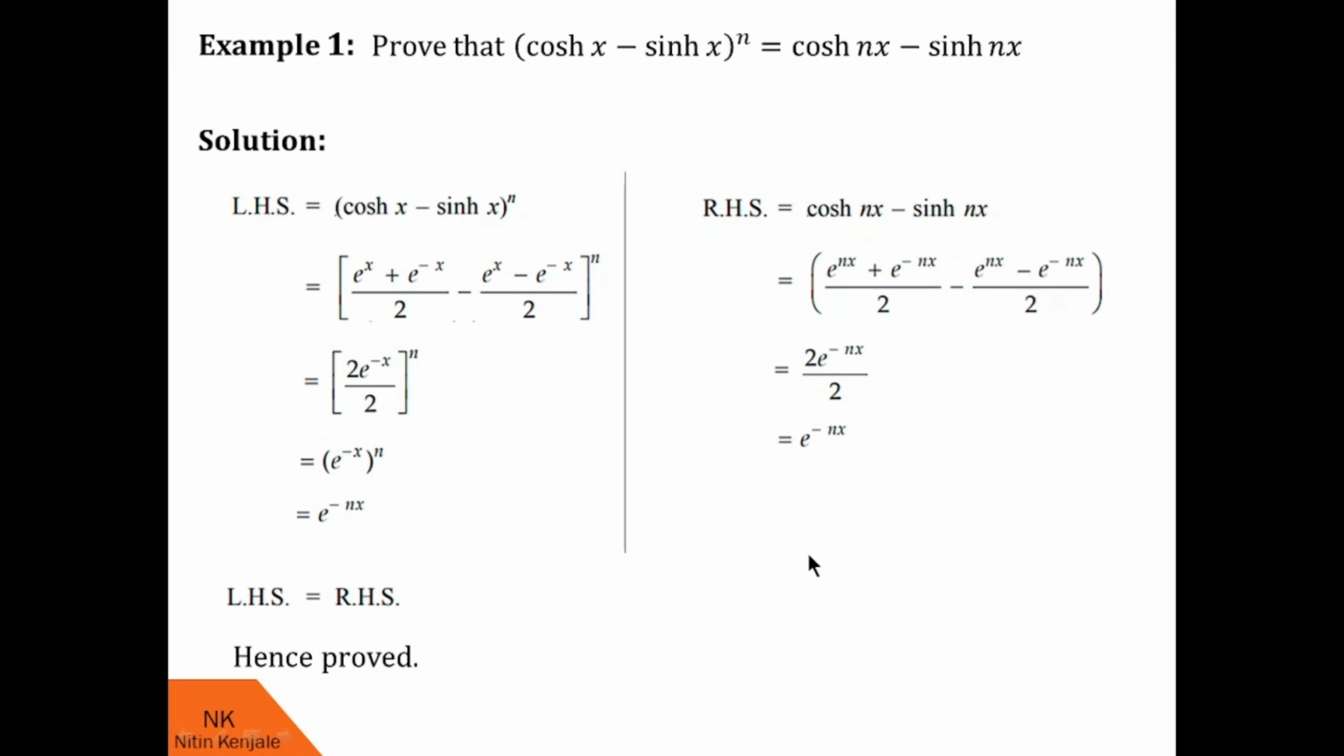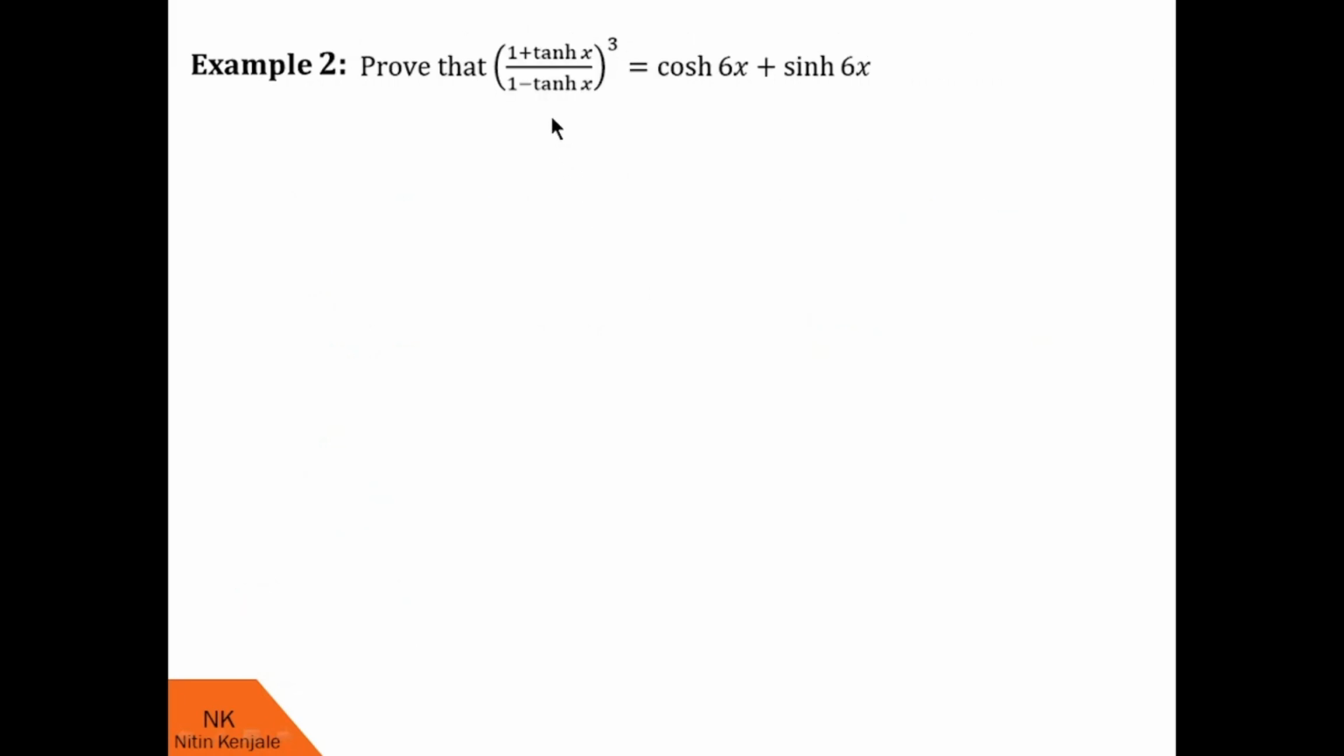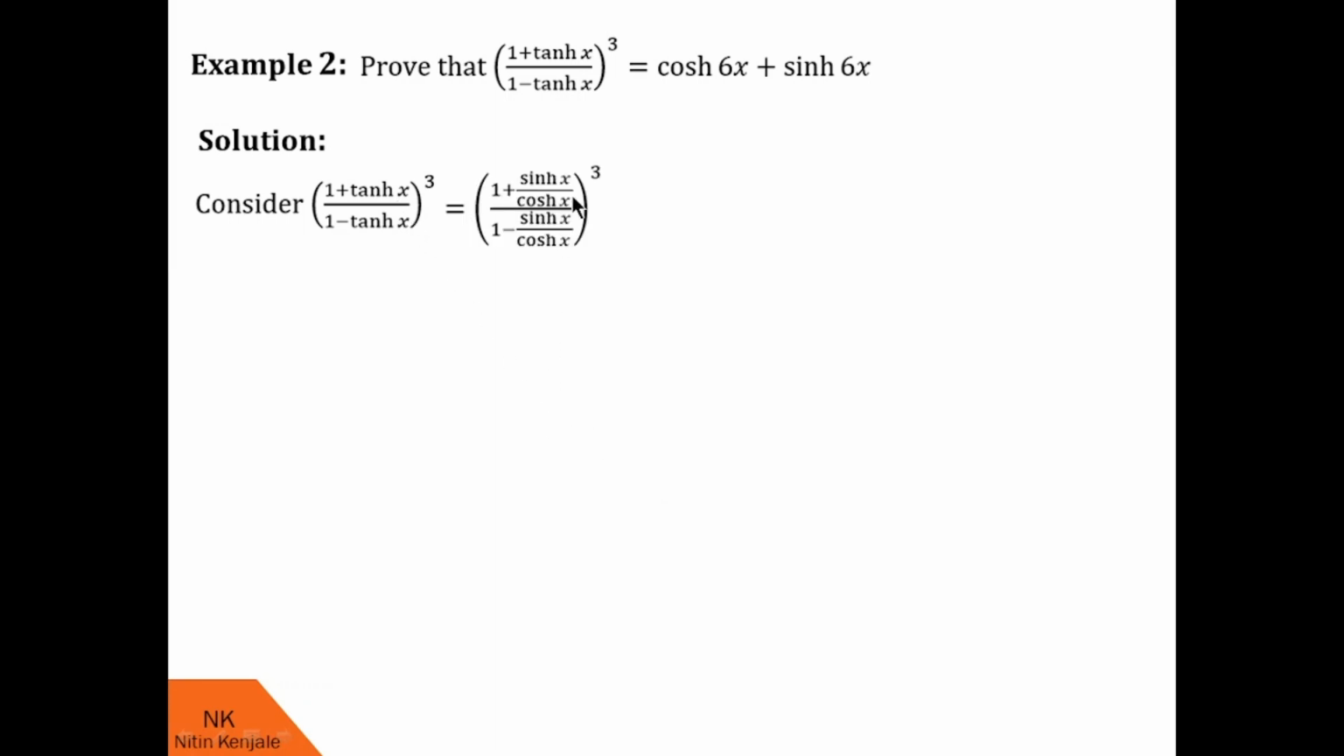Let's go ahead to the next example. Here we have to prove (1 plus tan hx upon 1 minus tan hx) whole cube is equal to cos h 6x plus sin h 6x. Let us begin with the solution. We consider LHS first, which is (1 plus tan hx upon 1 minus tan hx) whole cube. Now we replace tan hx by sin hx upon cos hx. Then equating the denominator in numerator as well as denominator over here, we will have (cos hx plus sin hx upon cos hx minus sin hx) whole cube.